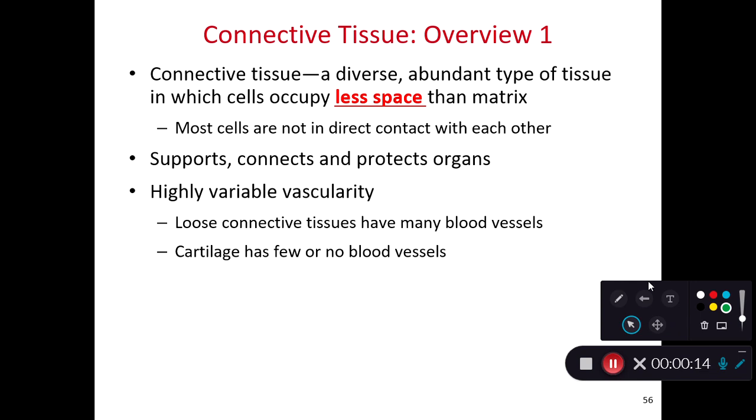When we think of a connective tissue, there's a lot of different ways to slice and dice this category. It's a very diverse category. I need to emphasize it's diverse here, so I'm going to circle that there. There we go. It's very diverse.